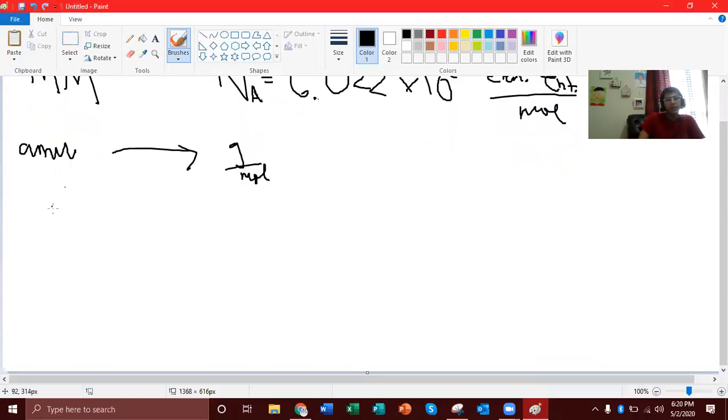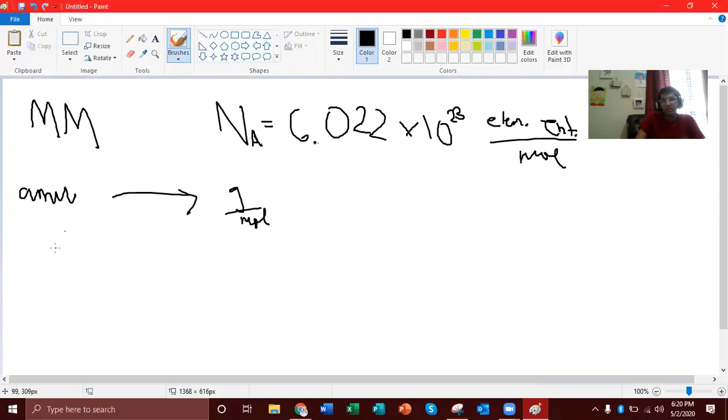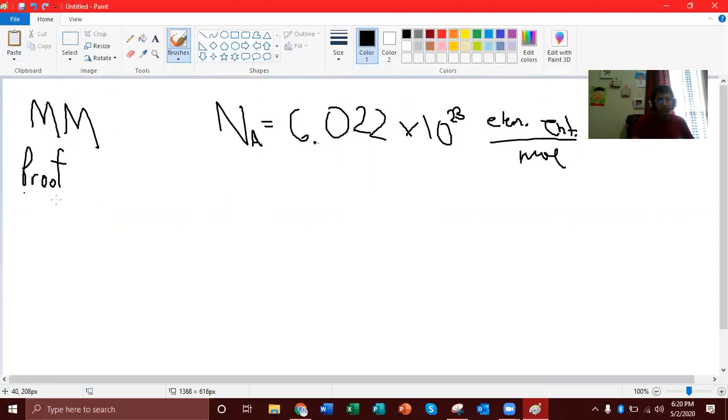So let's try to prove this, kind of like a proof. What we're trying to prove essentially is that atomic mass units per atom is equal to grams per mole. Now, how do we go about doing that?